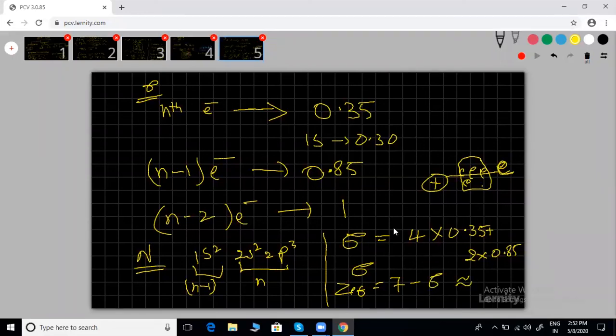Make and practice for d orbitals also, meaning d-block elements. Yeah, this is the Z effective completely. If you have any doubt, you can send a chat. We can discuss that.